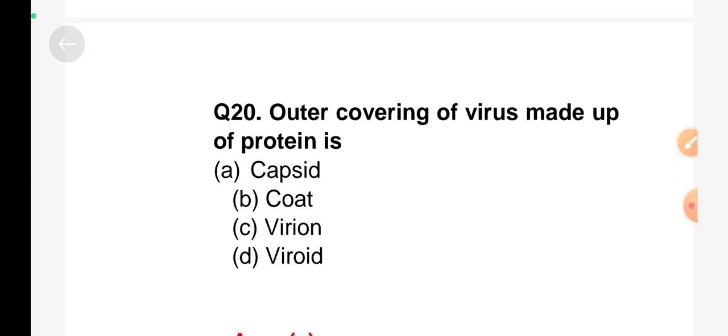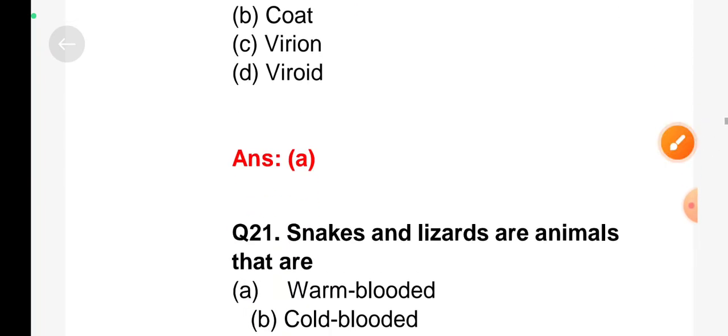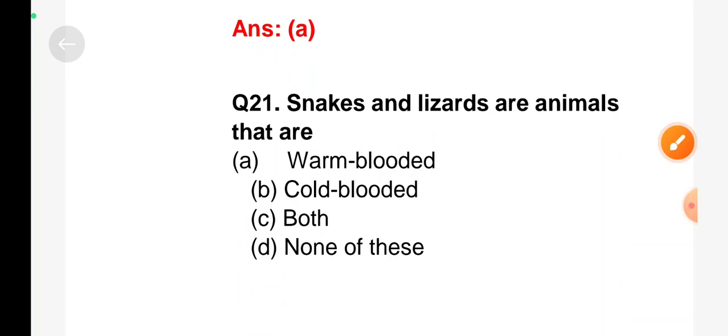The outer covering of a virus made up of protein is option A, capsid, option B, coat, option C, viscera, option D, viroid. Right option is option A, capsid. Next question. Snake and lizard are animals that are option A, warm-blooded, option B, cold-blooded, option C, both, option D, none of these. Right answer is option B.